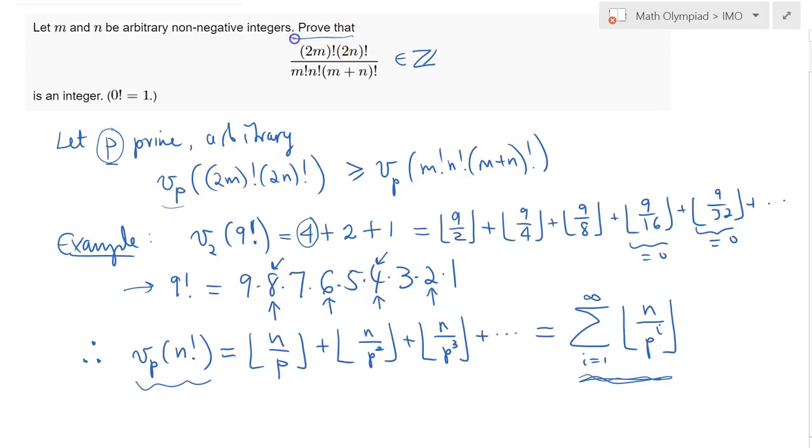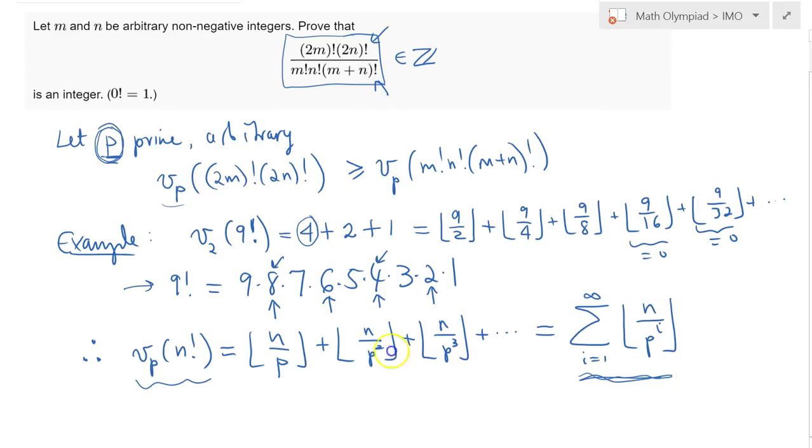So if this is to be an integer, the number of p's, or the power of p, in the prime factorization of the numerator should exceed the power of p in the prime factorization of the denominator, right? So that's it. Just check for any arbitrary p, what is the exponent of that p here, and then what's the exponent of that p here. All right, so let's do it.